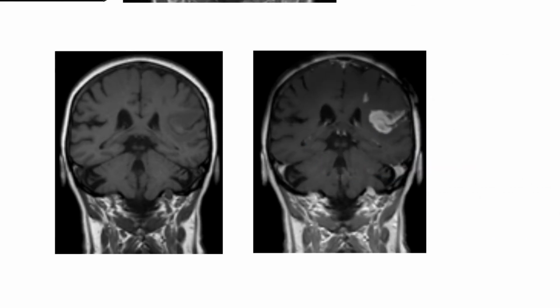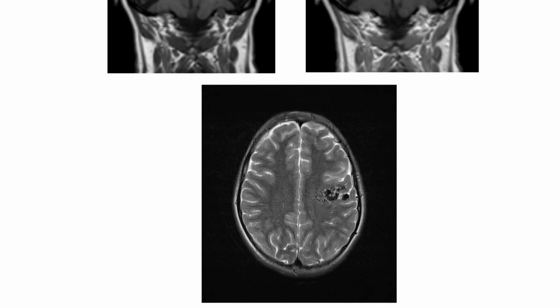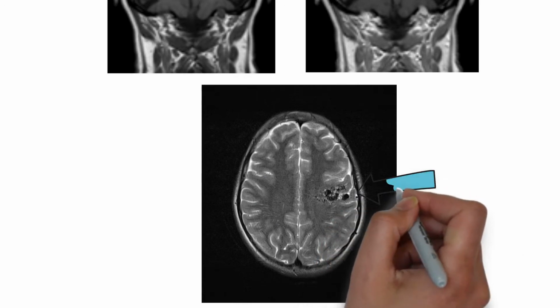This next image shows a coronal T1 image of a stroke. The stroke doesn't look like much on this T1 image, but when given contrast, the area of the infarction does light up nicely. Here is an image of an AVM, an abnormal tangle of blood vessels, on the right side of the image.